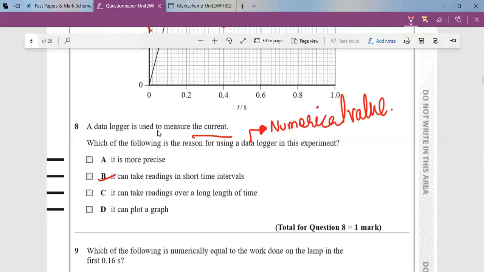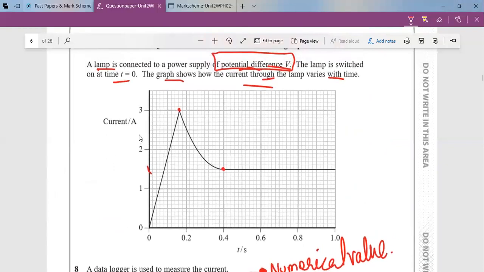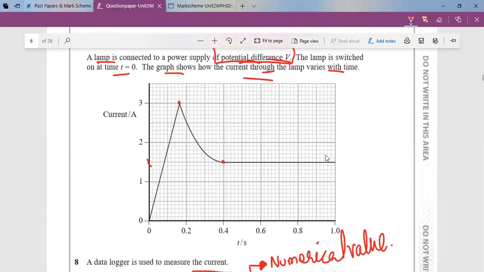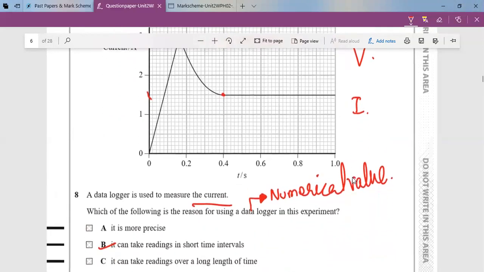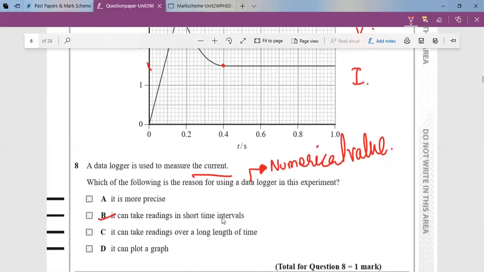D cannot be correct because even without a data logger, you can draw out a graph if you have numbers gotten through that ammeter or different values, or you've calculated the values. So let's see, they told us that we have a lamp, the power supply, the potential difference is V, and current is monitored against time. The data logger is used to measure this current. The data logger can take readings in short time intervals.